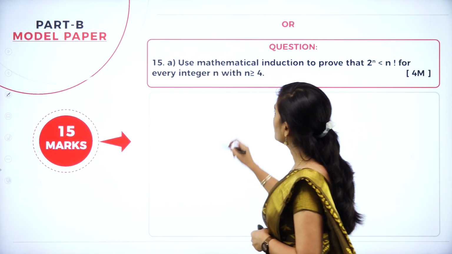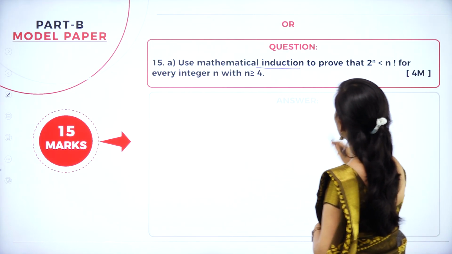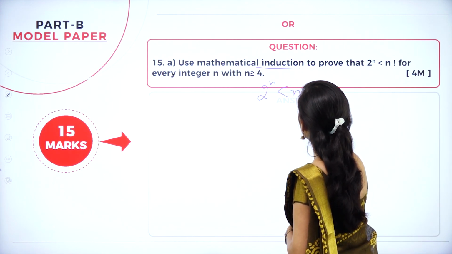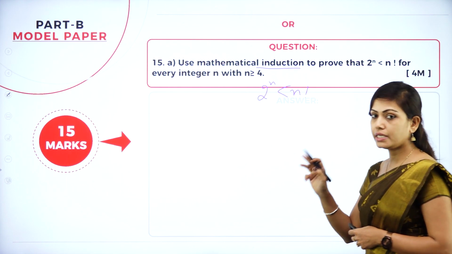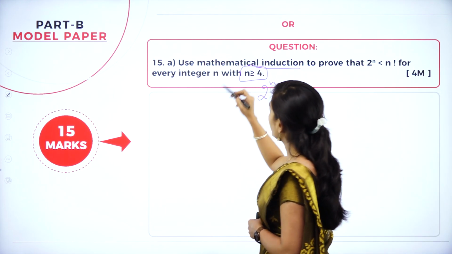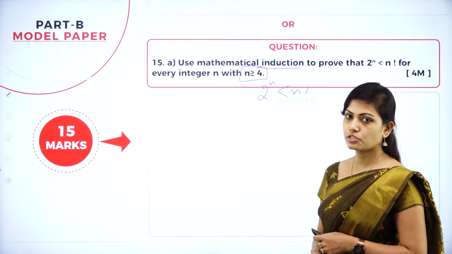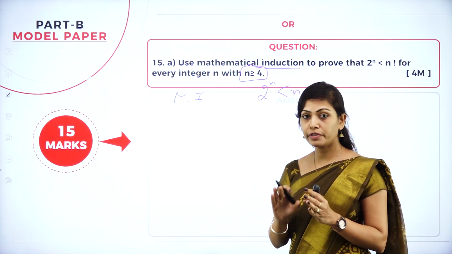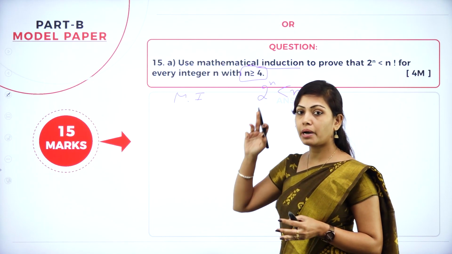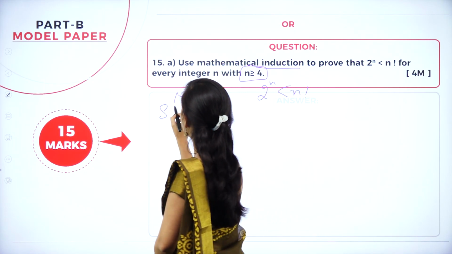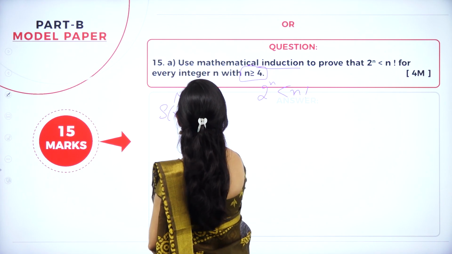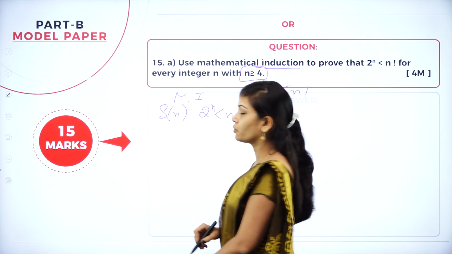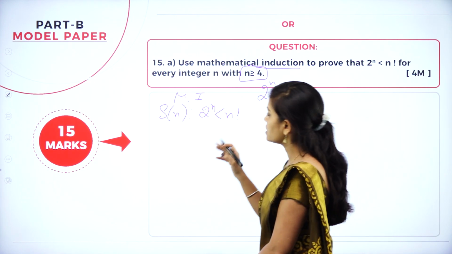And the next one is: use mathematical induction to prove that 2 power n is less than n factorial for every integer n greater than or equal to 4. So definitely there will be a problem on mathematical induction. So first step is S of n, write the given condition, 2 power n less than n factorial, right? So this statement is true.